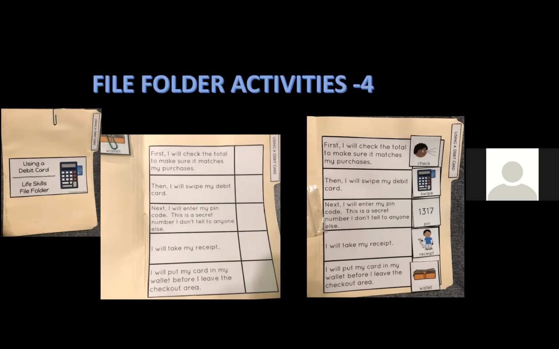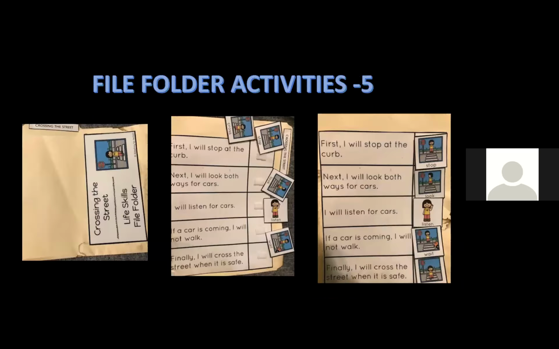There are ones like how to cross the street, how to ride a bus. And they all come in from 5 to 10 steps with matching pictures to help teach those steps. This one is crossing the street. So first I'll stop at the curb. Next, I'll look both ways for cars. I will listen for cars. If a car is coming, I will not walk. Finally, I'll cross the street where it is safe. So it has pictures to match each of those steps, and you can add to each of those steps as you're teaching the skill.